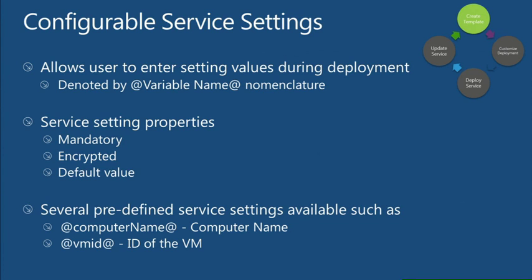And VMM includes a few predefined service settings, such as @computer name@. So if you were executing a custom script inside of a machine and it needed to know the machine name as a parameter, for example, you could pass in the @computer name@ configurable service setting, and we'll automatically take care of populating that value. We're not going to ask the end user for that. Clearly, we know the computer name because we're the ones provisioning that machine.